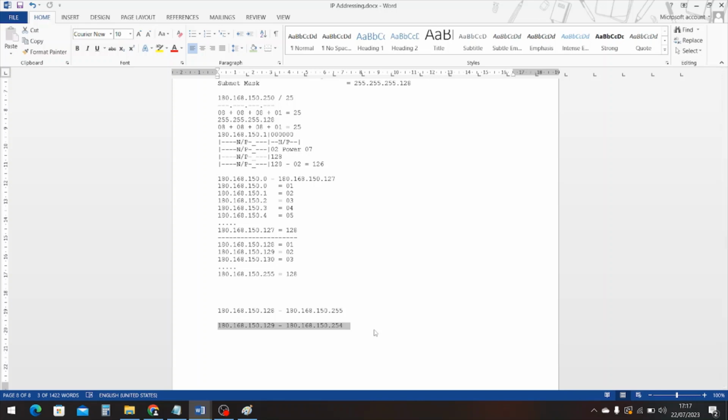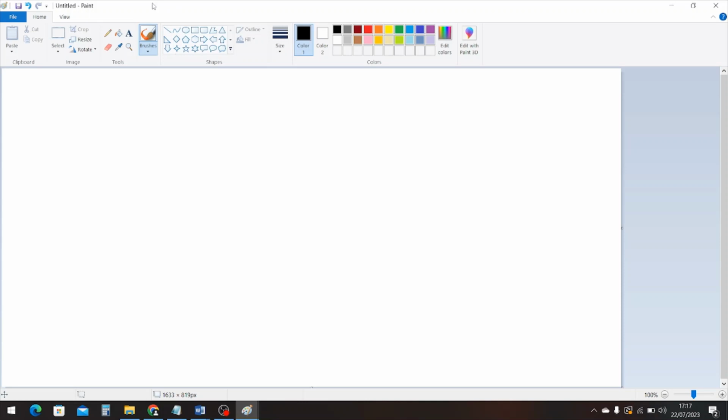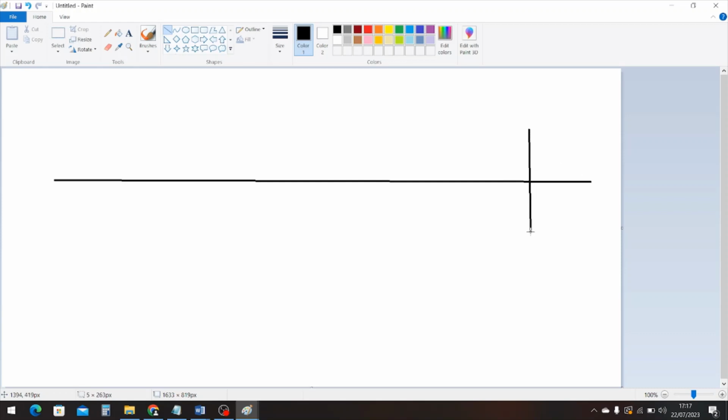I have to do the subnet mask calculation. There's a table. I'll draw the table. So you can have a horizontal line and you can have bars like this. There is a way to read the upper bar, and a way to read the lower bar.